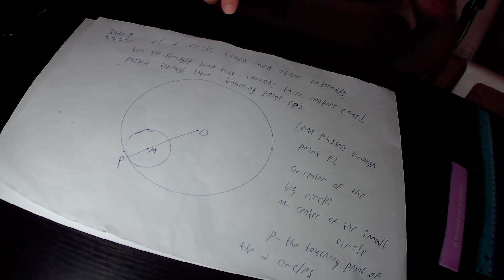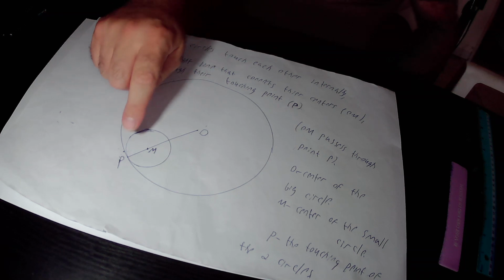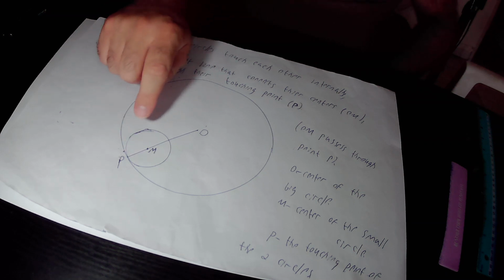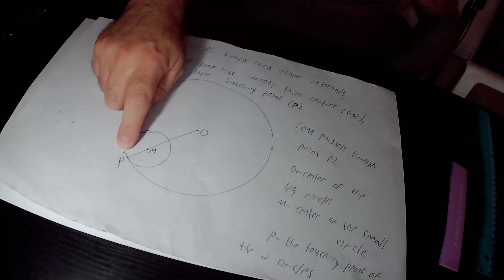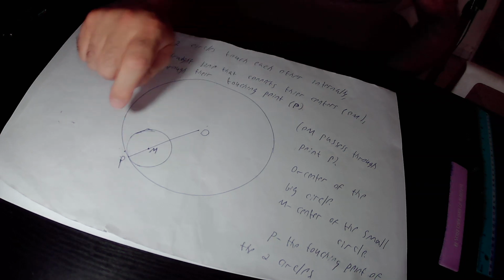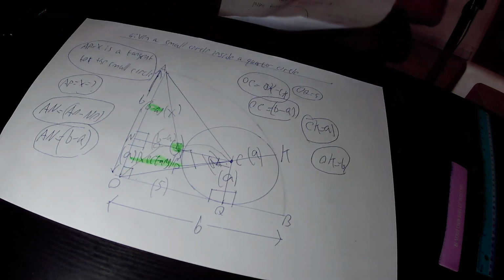According to rule 9, the straight line OM must pass through their touching point, that is point P. Again, according to rule 9, OMP is one straight line. So we can actually implement rule 9 in our drawing.